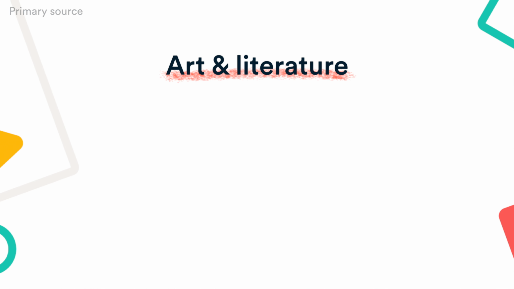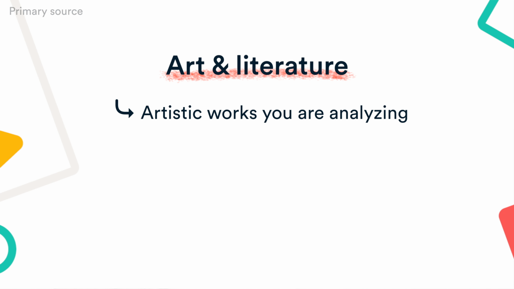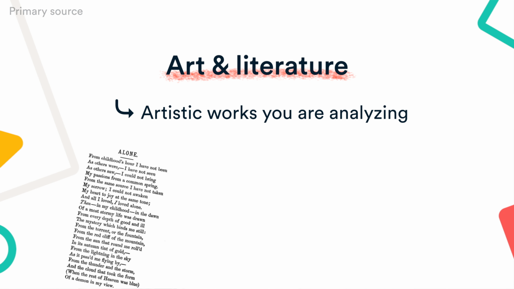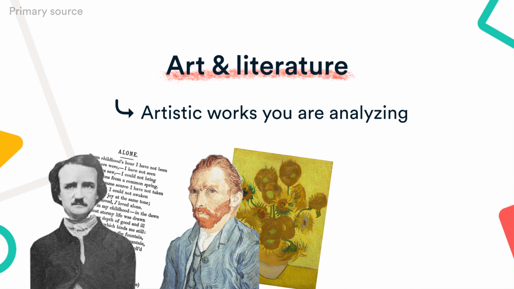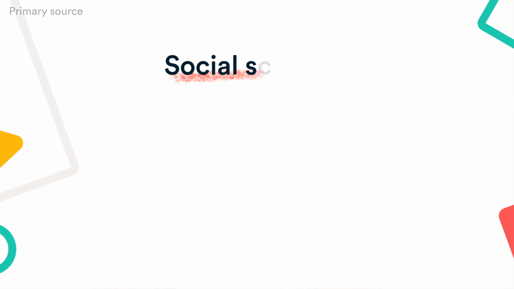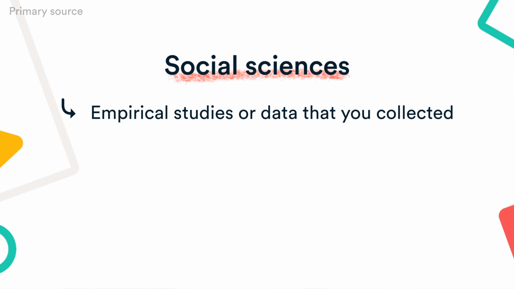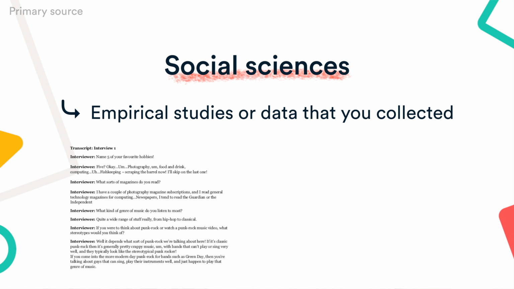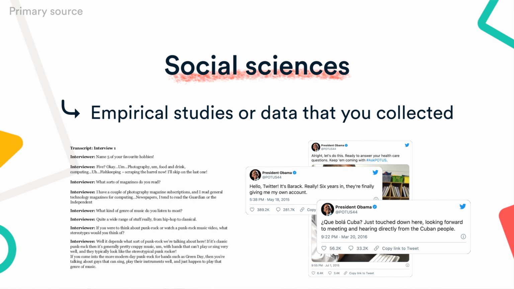In art and literature, your primary sources are the artistic works you're analyzing, for example, poems, paintings, or films. And in the social sciences, primary sources are usually empirical studies or data that you collected yourself, anything from interview transcripts to social media posts.